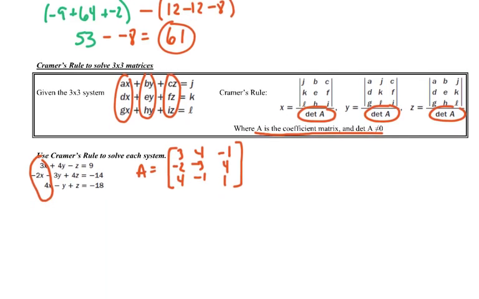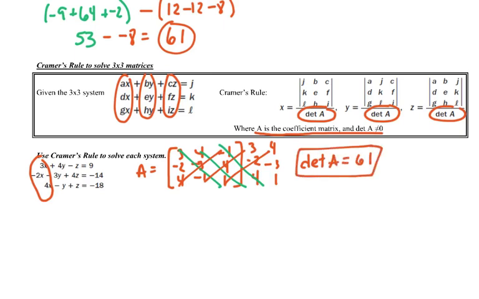So if I want to find the determinant of that, again, I'm going to recopy those 2 columns. I'm going to do this whole thing and then subtract this whole thing. But I just did that up there, so I'm just going to steal here that the determinant of A is 61, because I just did that. So what that says to us is that the x-coordinate has a denominator of 61. The y-coordinate has a denominator of 61. The z-coordinate has a denominator of 61. So I just have to find the numerators.